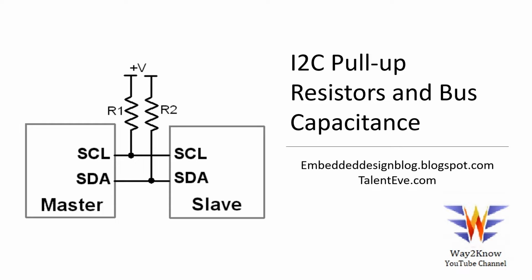Hello all, let us talk about I2C communication and mostly on the pull-up resistor and bus capacitance related topics in the I2C. So we know that I2C communication basically is an open drain communication. So in an open drain communication, you need an external pull-up for the bus to go high.